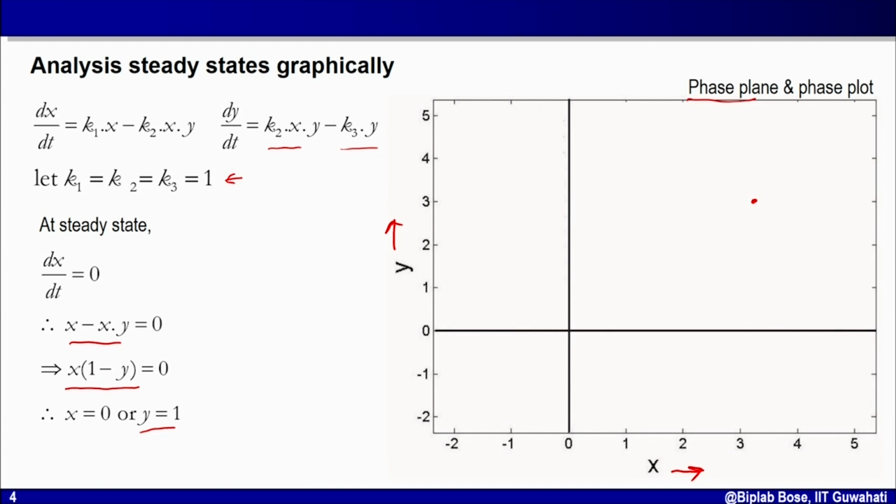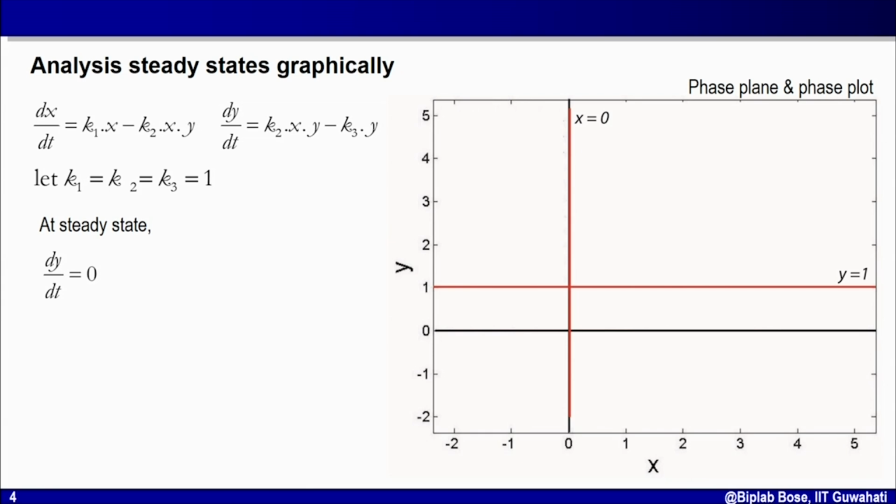So look back at the steady state relation. At steady state dx dt is equal to 0. From that we have got x equal to 0 and y equal to 1. So let us plot this on this phase plane of the x versus y plane. How would they look? x equal to 0 is this vertical line, at all these values x is equal to 0, and this red horizontal line here is y equal to 1.